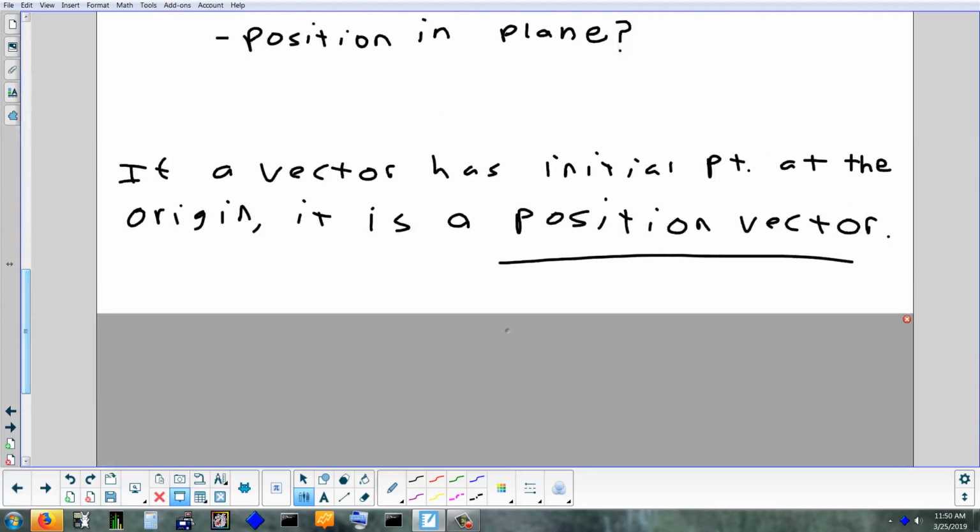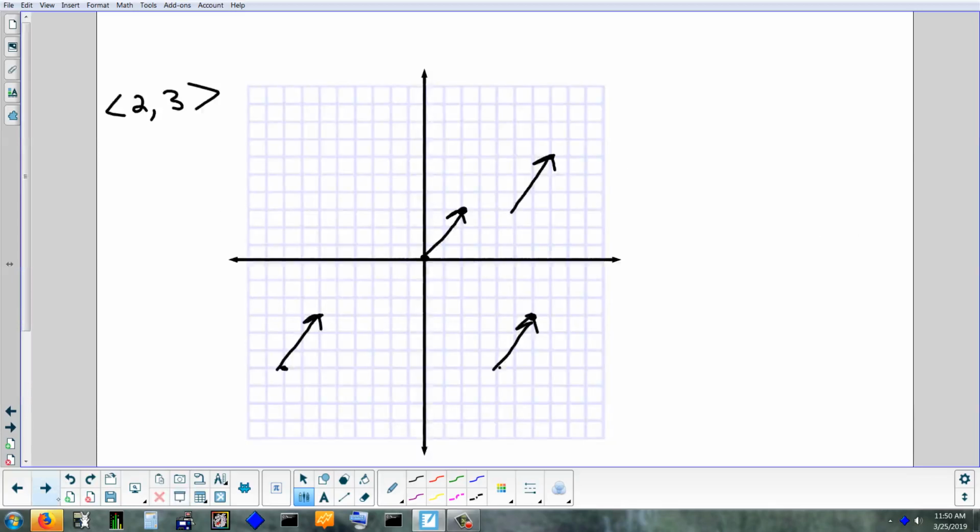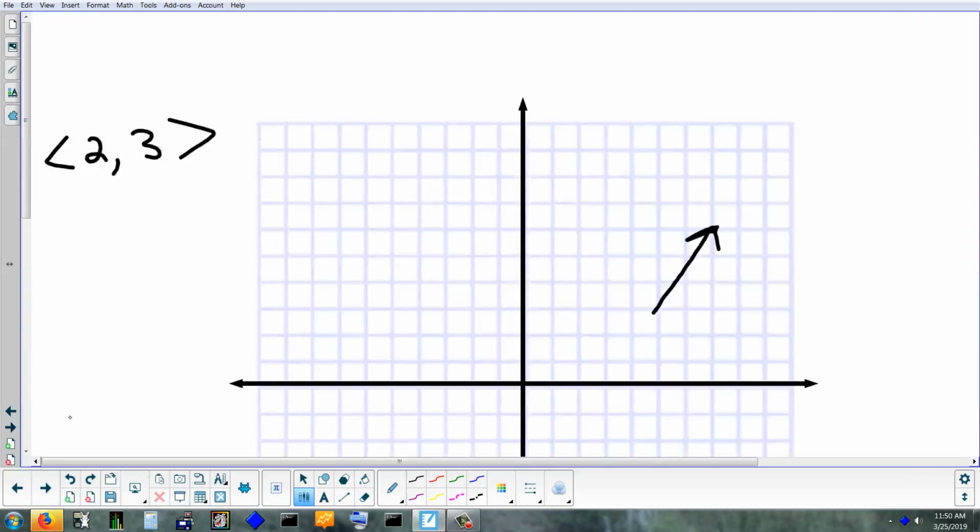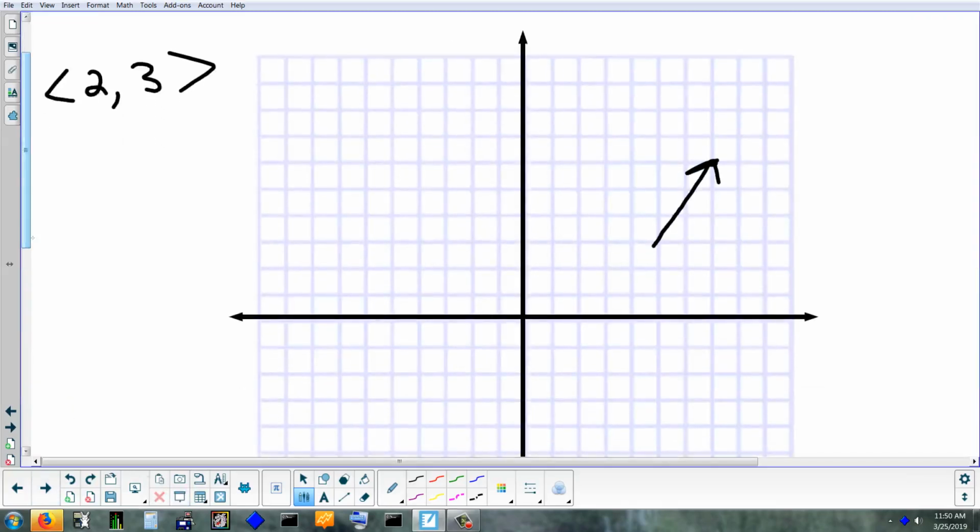Okay, so the last thing we want to be able to do is figure out a position vector if the initial point is not at the origin. I'll do it with the one I just drew on the other page. Let me get rid of all these other ones. If they want you to find a position vector, the only thing they'll give you is the coordinates of where it starts and where it stops.